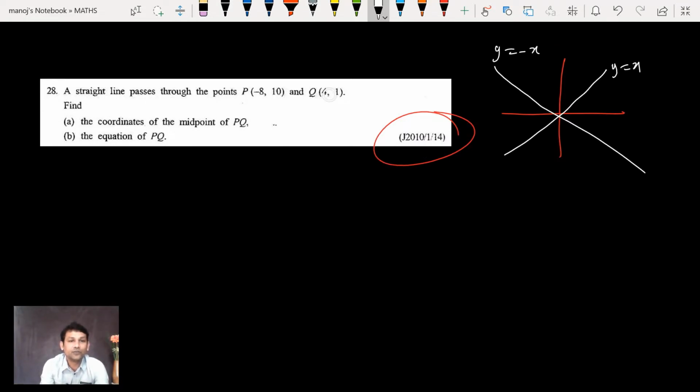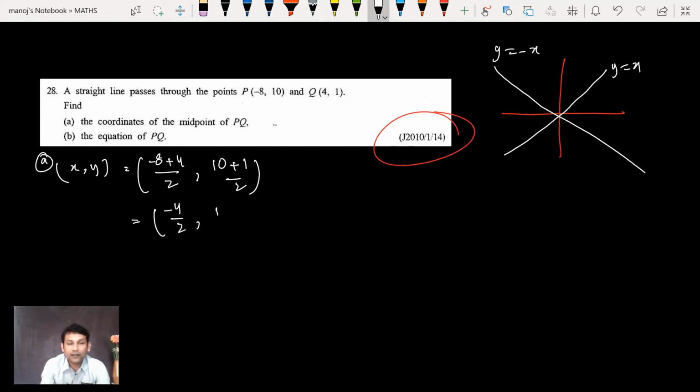A straight line passes through these 2 points. Find the coordinates of the midpoint. What's the formula to find the midpoint? We write x, y equals x1 plus x2 divided by 2, that is minus 8 plus 4 divided by 2, comma, 10 plus 1 divided by 2. You can simplify this: minus 4 upon 2, and 11 upon 2, and the final answer is minus 2 comma 5.5, and that's it.